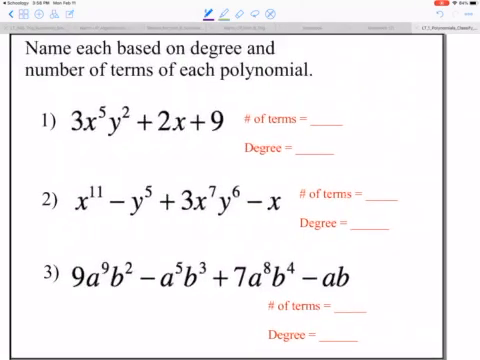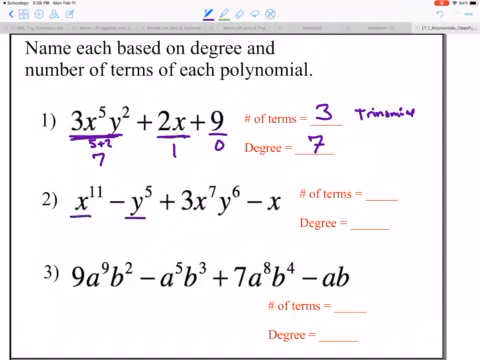Name each based on degree and number of terms. Pause the movie, try this on your own, and press play when you are finished. We have 1, 2, 3 terms, so it's a trinomial. Now the degree of this term is 5 plus 2, so that one is 7, this one is 1, and this is 0.